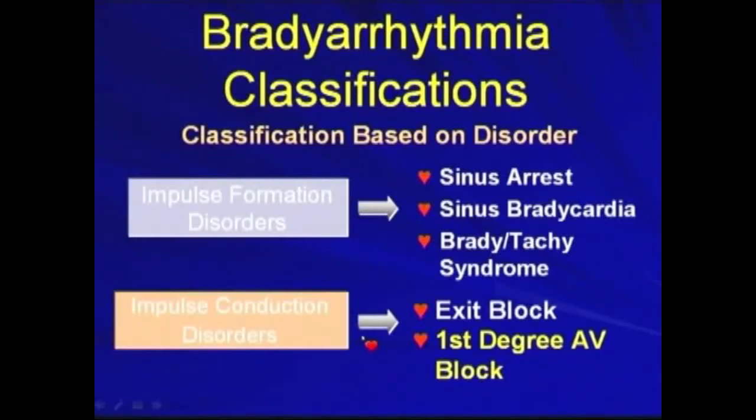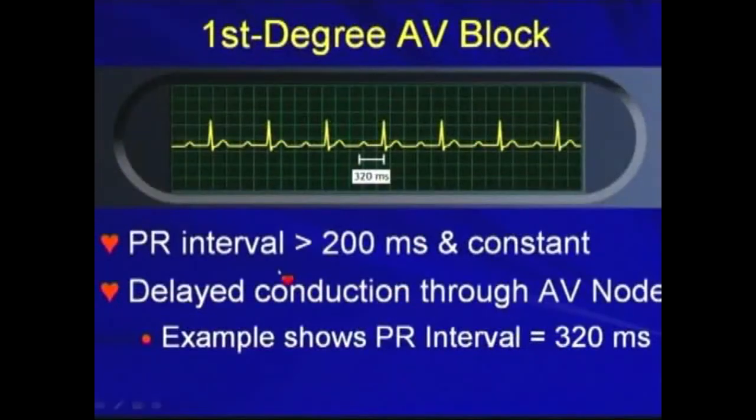Now, let's look at different degrees of atrioventricular block. Let's look at the first degree heart block. The first degree heart block means the PR interval is more than 200 milliseconds, and there's a constant PR interval.